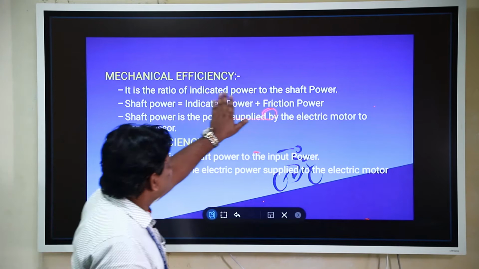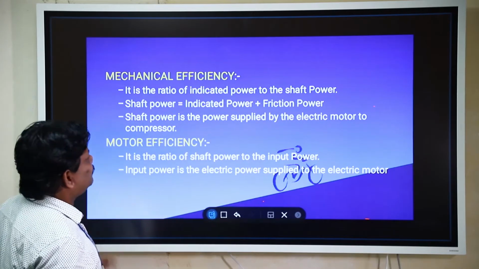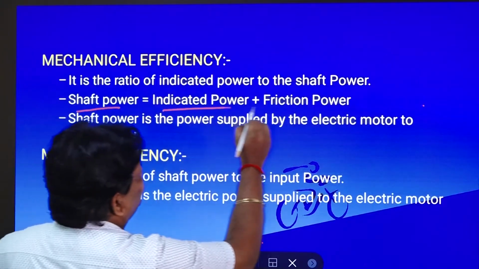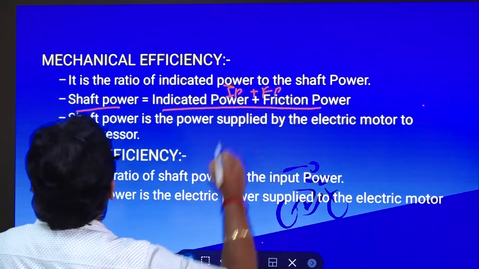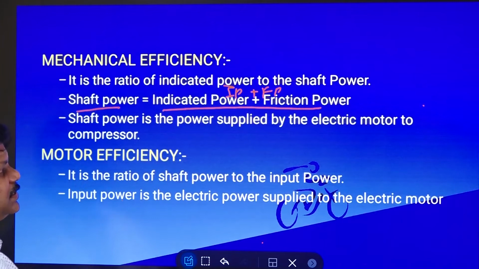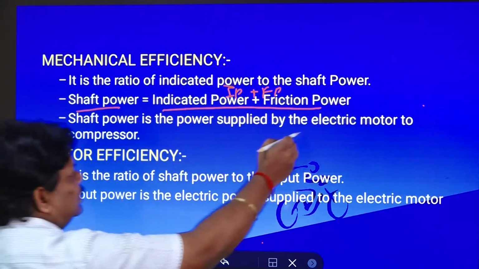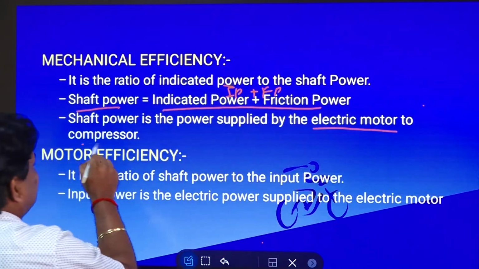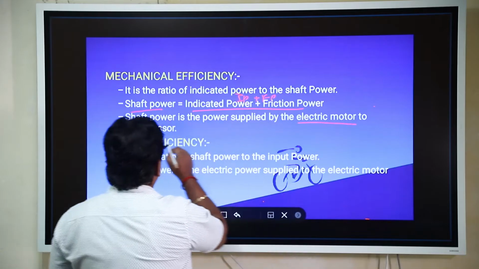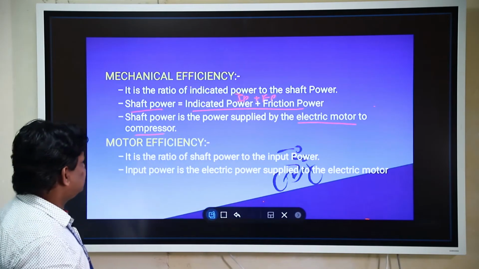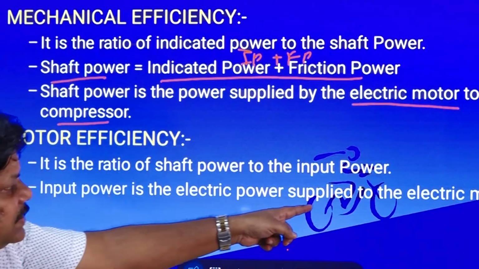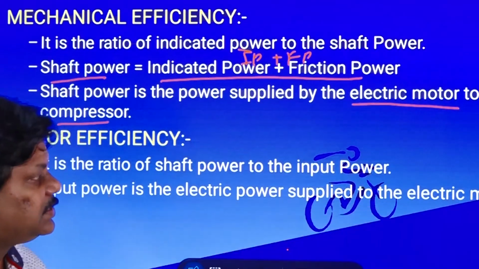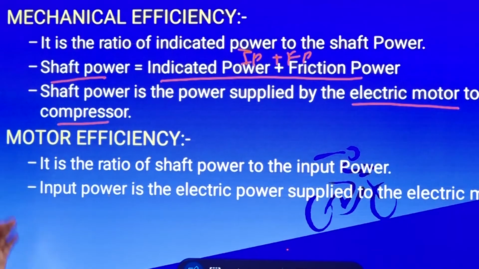Then mechanical efficiency. Okay, so it is the ratio of indicated power to the shaft power, where shaft power is nothing but the sum of the indicated power and the friction power. Shaft power is the power that is supplied by the electric motor to the compressor. So motor efficiency is the ratio of shaft power to the input power, and input power is the electric power that is applied to the electric motor.